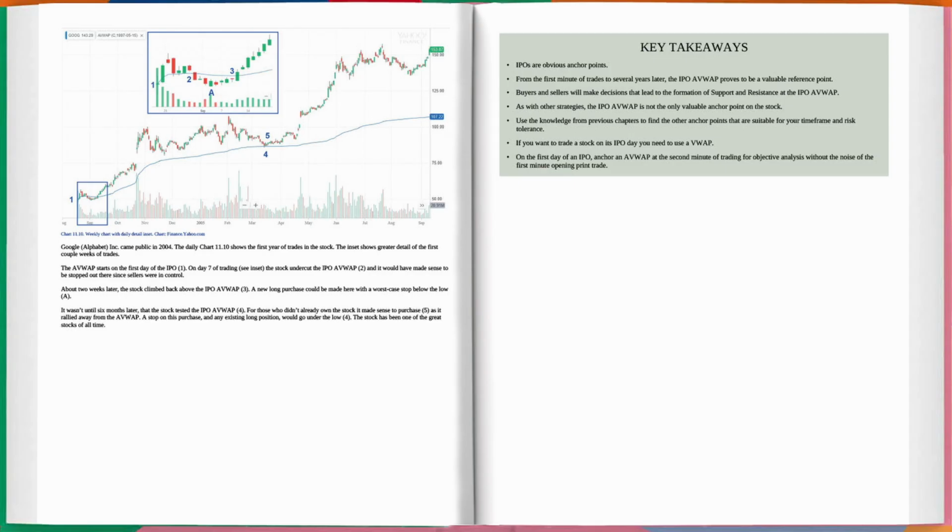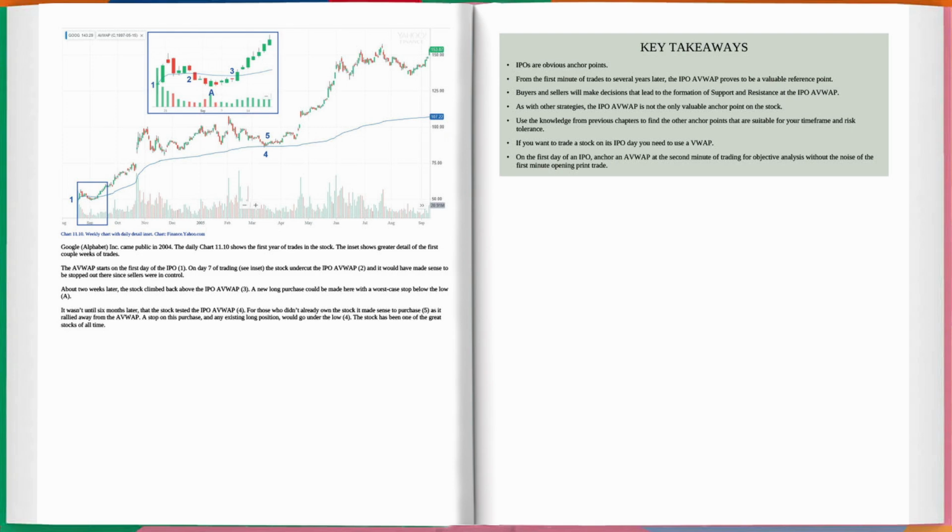It wasn't until 6 months later that the stock tested the IPO AVWAP (4). For those who didn't already own the stock, it made sense to purchase (5) as it rallied away from the AVWAP. A stop on this purchase and any existing long position would go under the low (4). The stock has been one of the great stocks of all time.